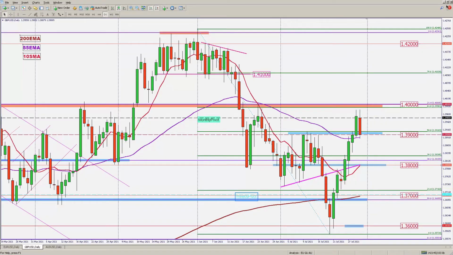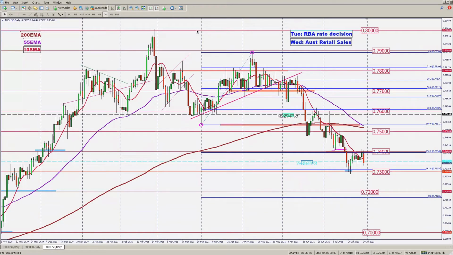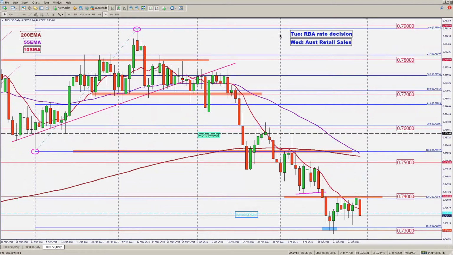Okay, let's move on to the Aussie dollar. And this week there's major news from the RBA. There's their rate decision for their meeting, followed by retail sales figures. And for this week though, the Aussie dollar was basically constrained in a fairly tight range, could not break above the 74 area, which is the 138 fib extension of this reversal move, where it hit the 162.